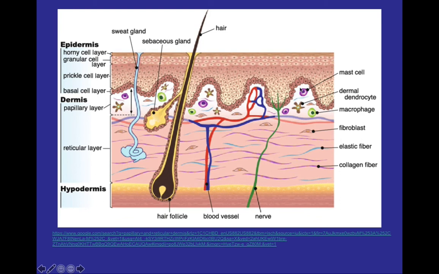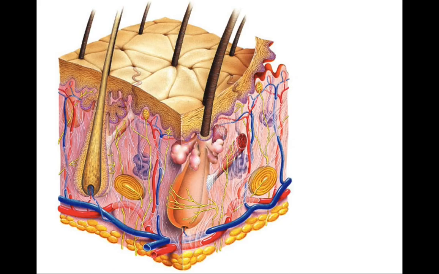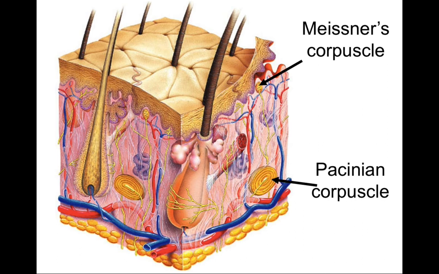So the Meissner corpuscle, which is found up here, senses light touch. Therefore, it makes more sense that it's going to be found much more superficial in the dermis, compared to the Pacinian corpuscle, which is going to sense deep touch and found in the deep dermis. This picture will nicely show us the Meissner corpuscles and the Pacinian corpuscles in their respective locations.